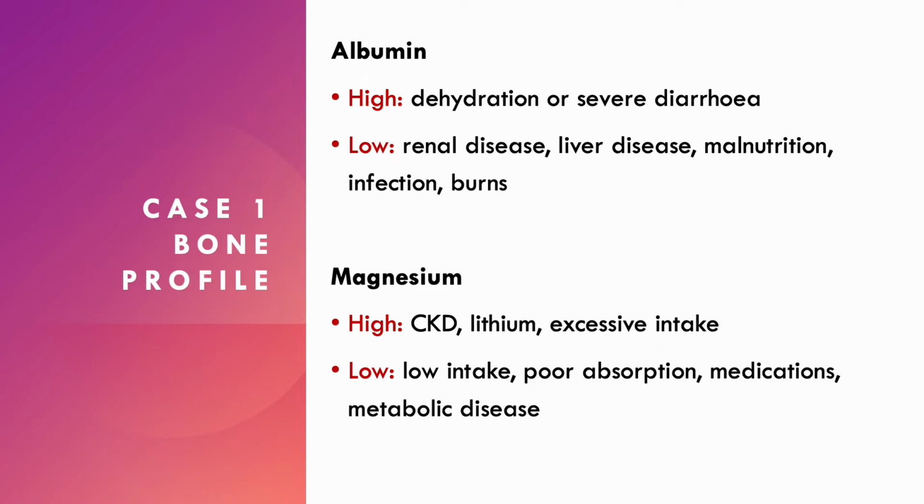Magnesium is also an important electrolyte in the blood. Causes of high magnesium are chronic kidney disease, a drug called lithium, which is used for bipolar disorder, or excessive intake of magnesium. Causes of low are low intake, poor absorption, some medications, which we will be going into later, and metabolic diseases as well.